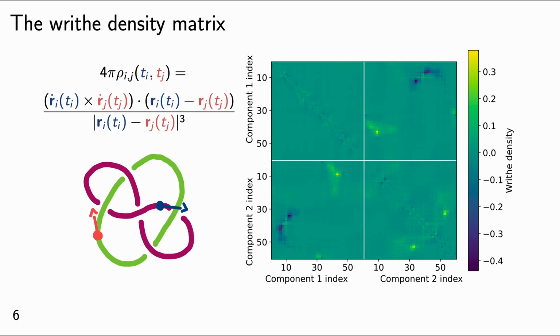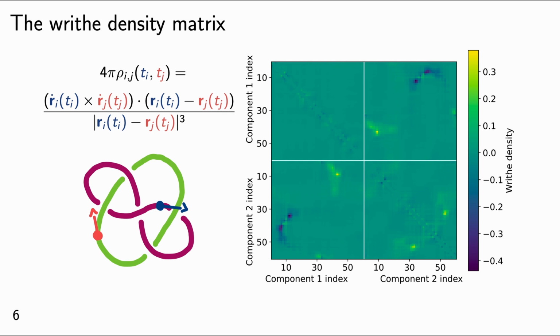The Writhe density matrix is, in the most basic sense, just a function that you can compute on the coordinates of the knot that gives you some kind of topological information. You choose the magenta component and the green component, you choose a point on each of the two components, and you evaluate this function, and that is a point in your matrix. If we've taken this knot and discretized it into a set of 60 points, then we have an index for component 1 and an index for component 2. We evaluate at those indices, and that's a point in the matrix.